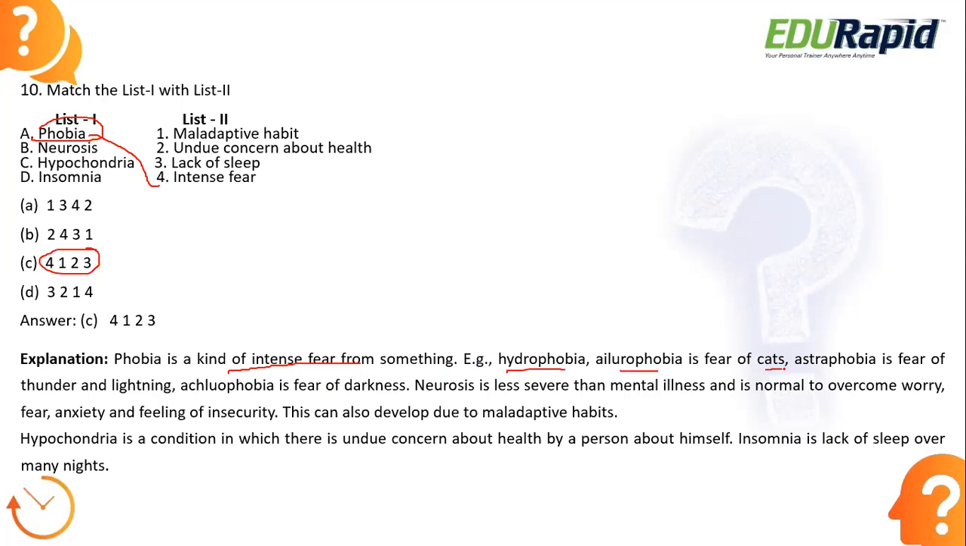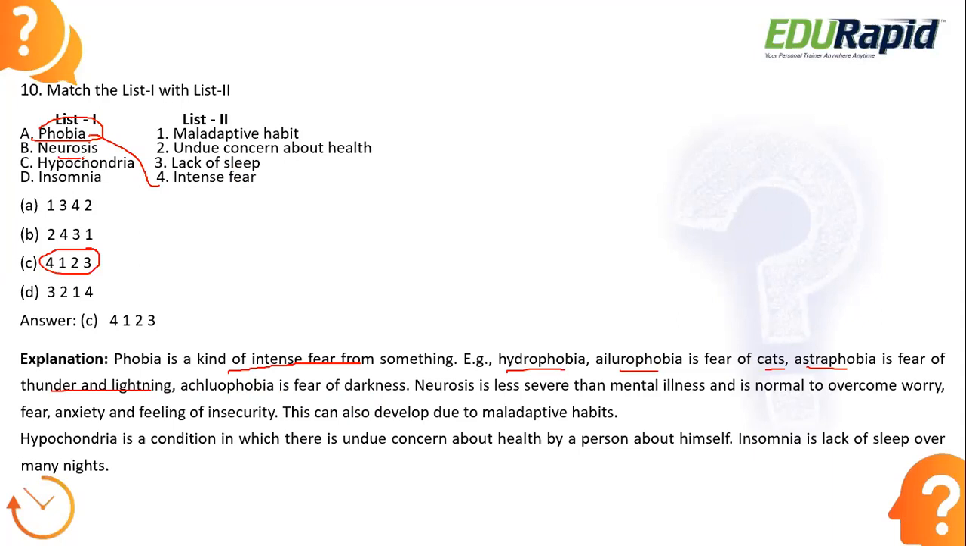Allurophobia, it is a fear of cats. Astrophobia is a fear of thunder and lightning. Some people usually have this fear of thunder as well as lightning, and this fear we call astrophobia. Similarly, achluophobia is a fear of darkness. They usually don't enter a dark region because of the fear that they have, and the condition we call achluophobia. It is an intense fear towards something.